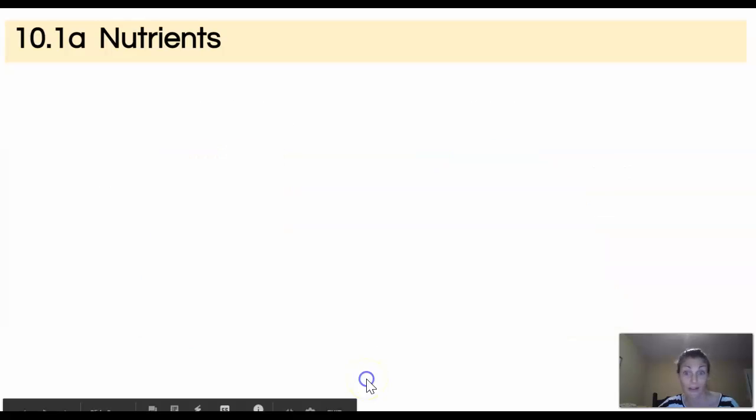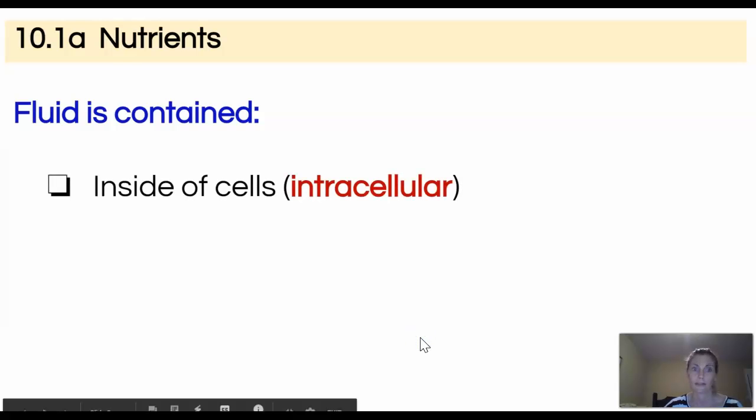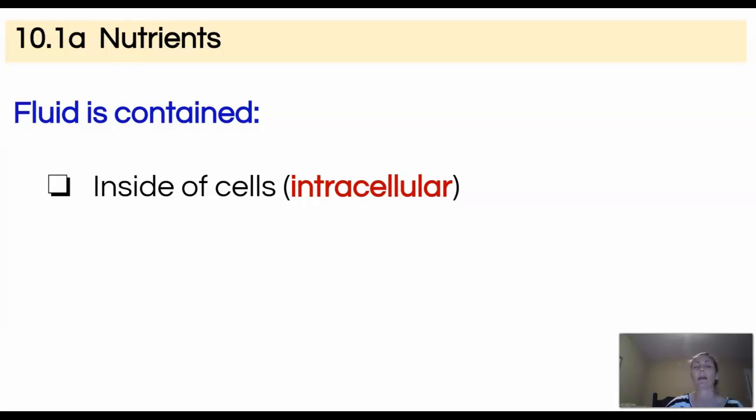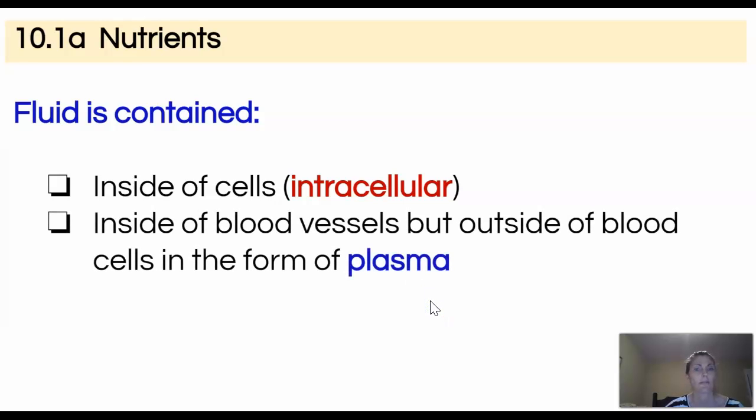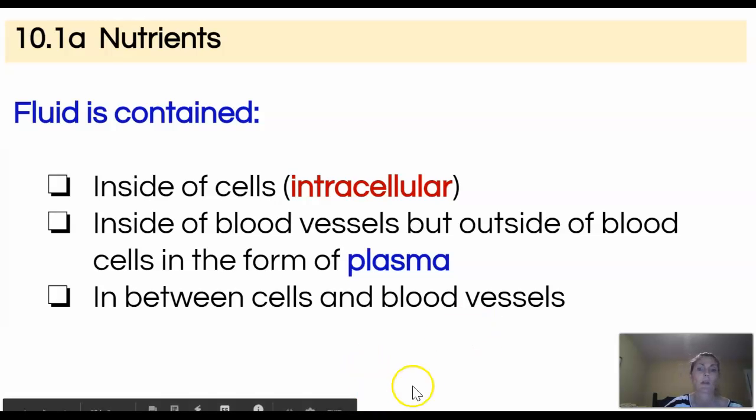So to clarify that for your notes, we have fluid contained inside of our cells, and that includes our blood cells, which happen to also be in our blood vessels. Those are intracellular. We also have fluid inside of our blood vessels, but outside of those blood cells, and that comes in the form of plasma. And we also have all of this fluid in our body that is in between the cells of our body and the blood vessels, so sort of in some cavity-like spaces. So there we go.